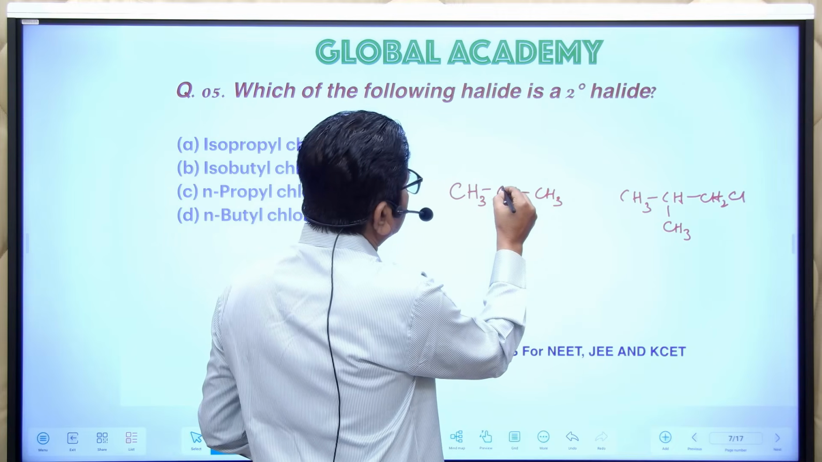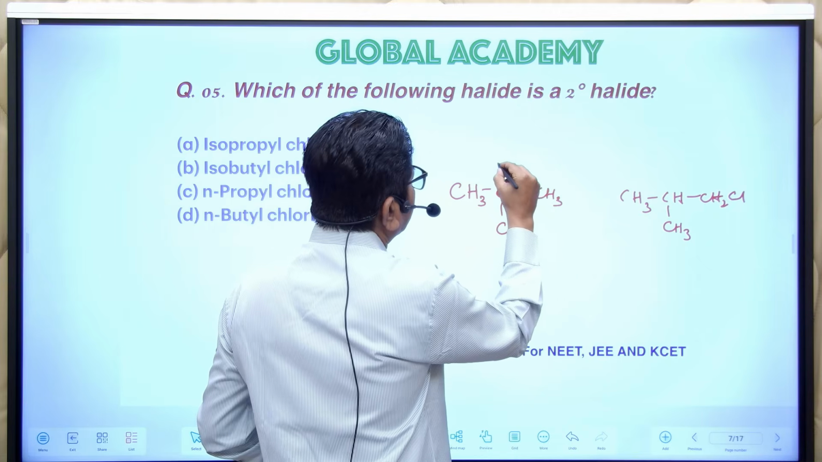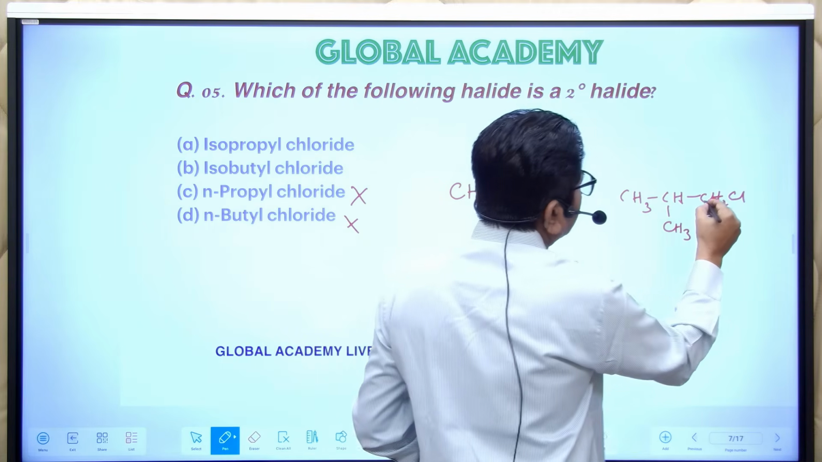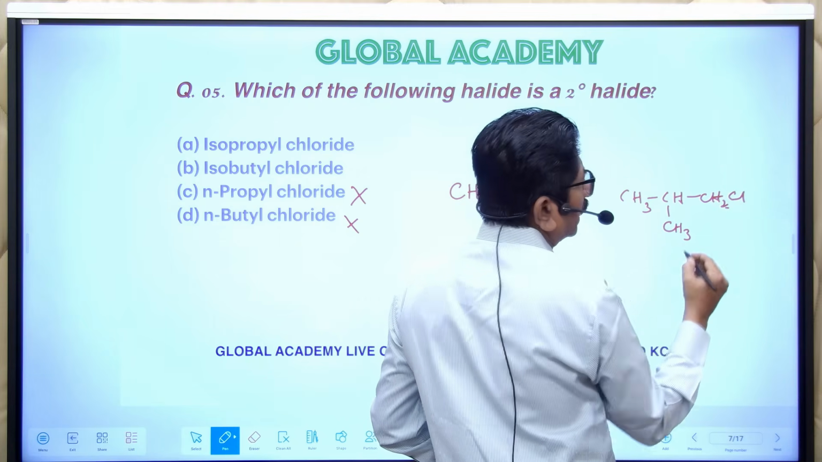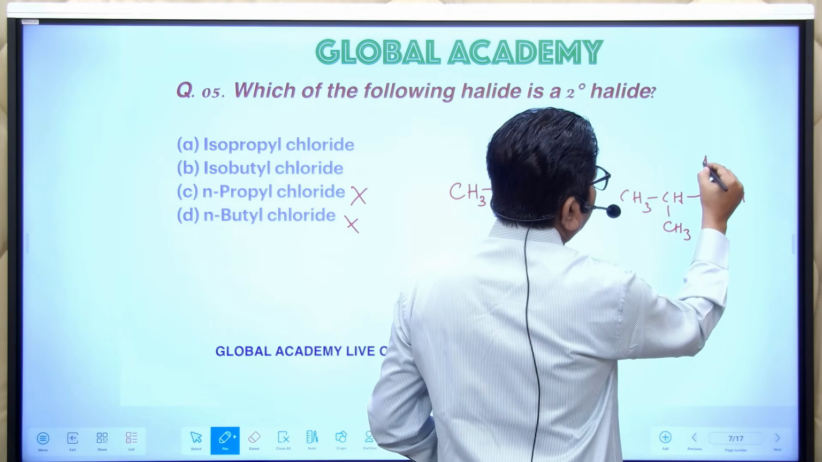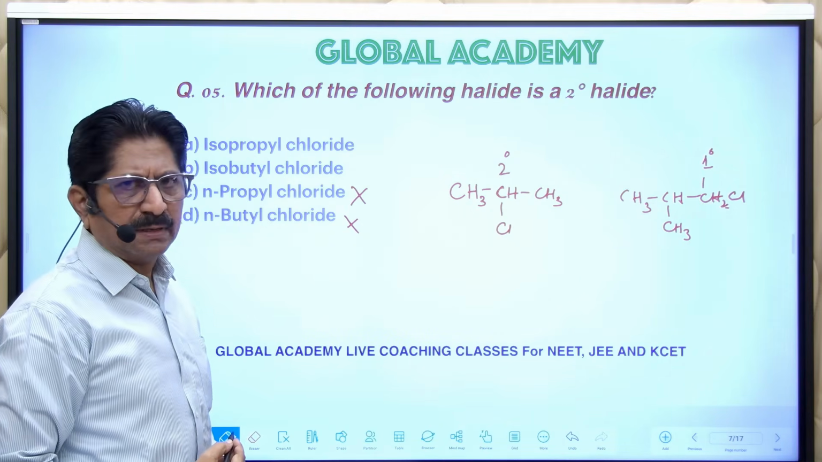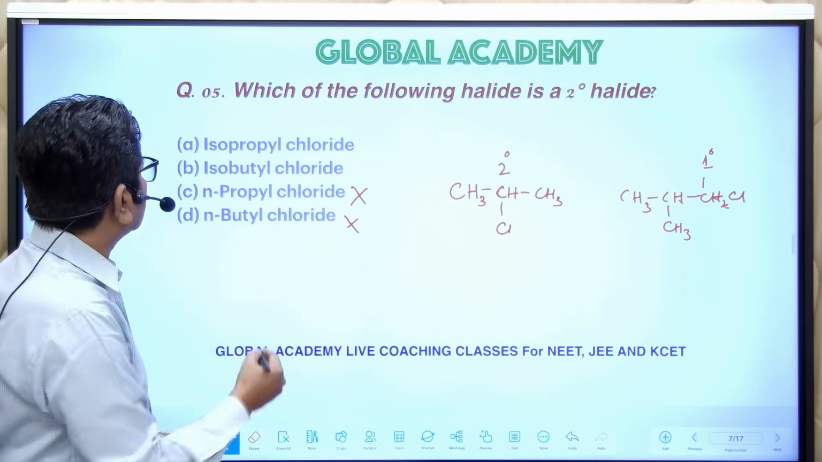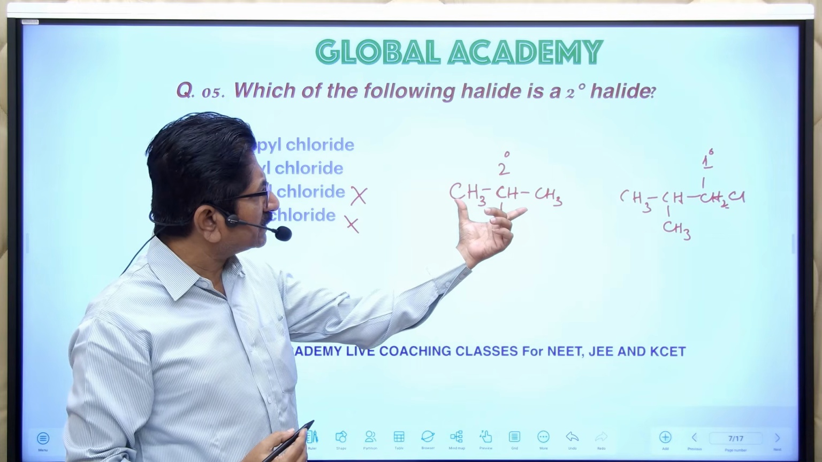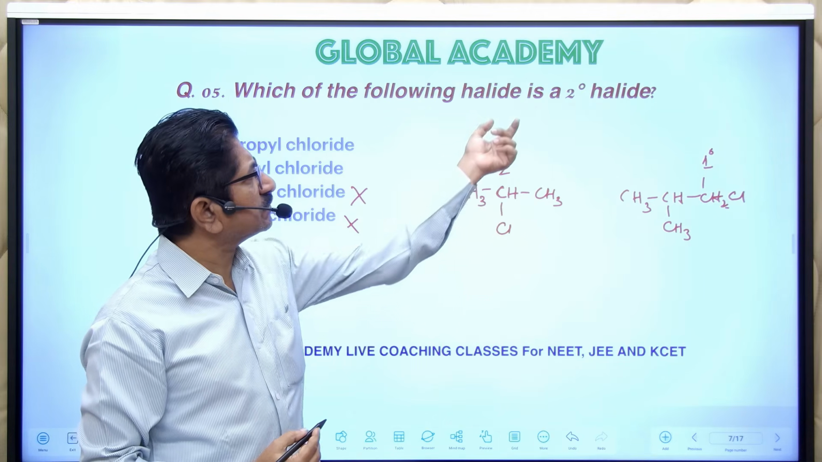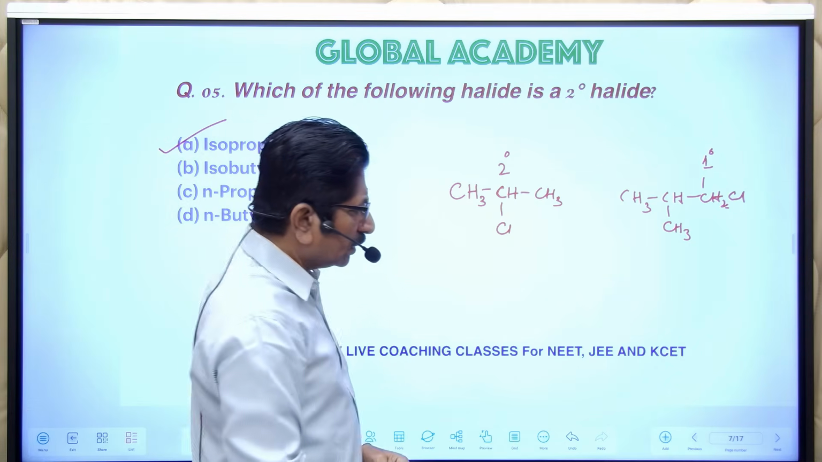Now here you see the carbon to which the halogen atom is attached. In isopropyl chloride it is a secondary carbon, and in isobutyl chloride, you can see there are 2 hydrogens on the carbon to which the halogen is attached, so it is a primary carbon. Because of that, the right answer is A, isopropyl chloride, which is called the secondary halide.